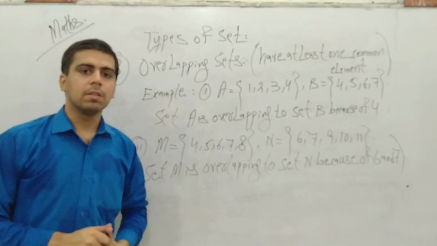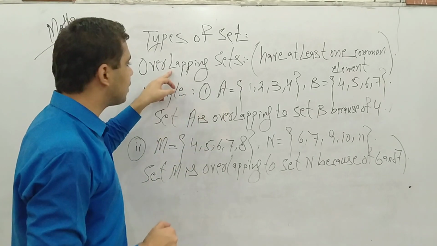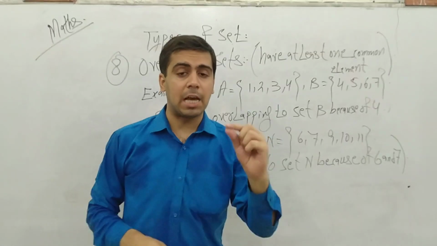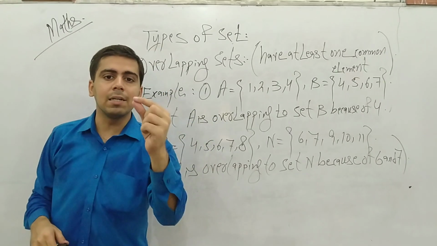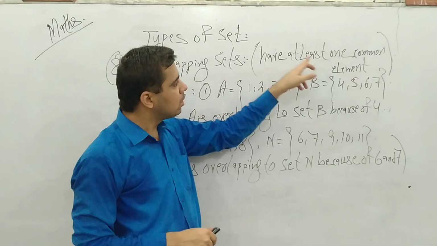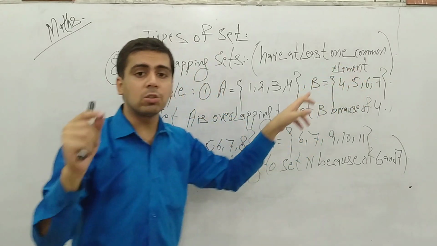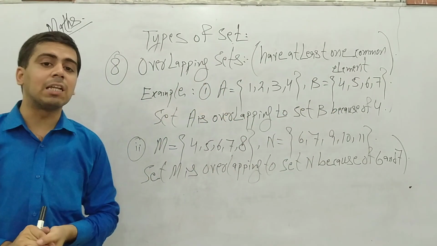My students, the last type of set is the overlapping set. Overlapping sets are those sets which have at least one common element present in them. Sets which have at least one common element will be known as overlapping sets.